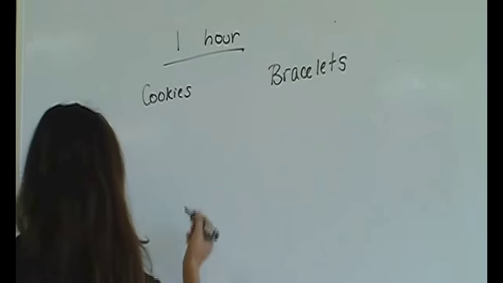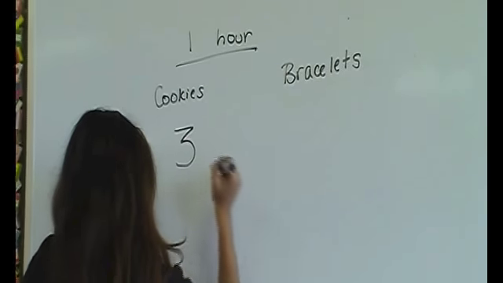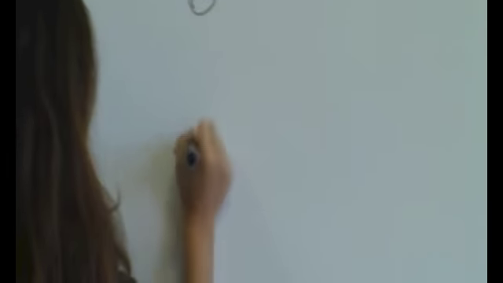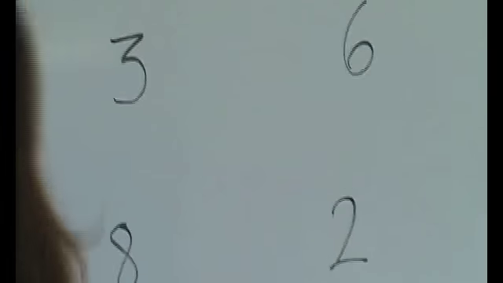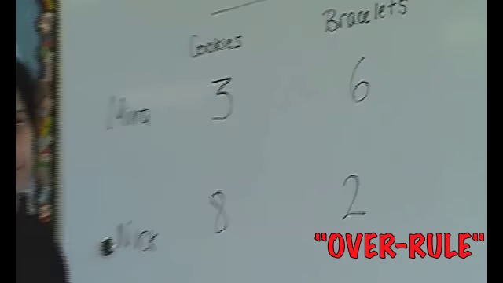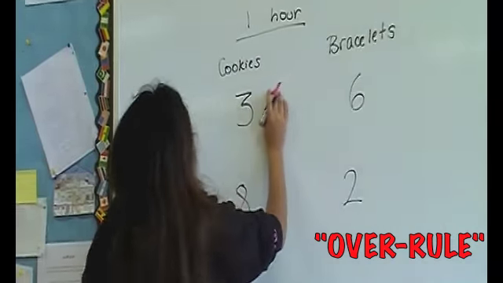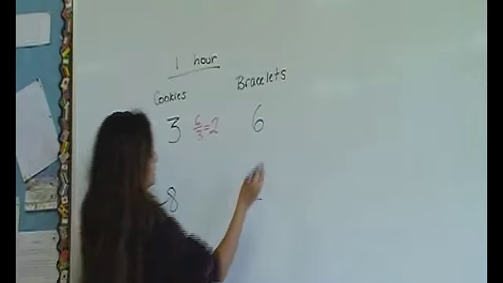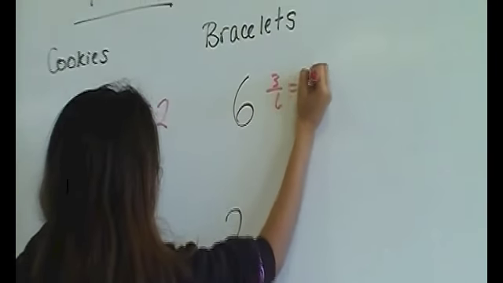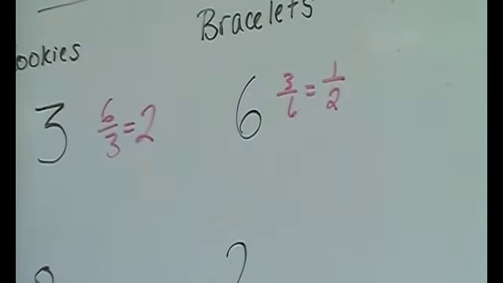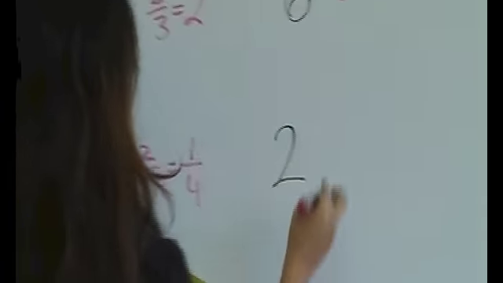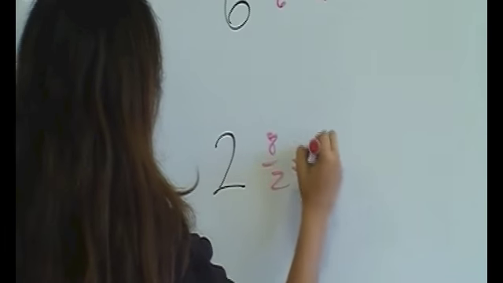So in 1 hour, Mira can either make 3 batches of cookies or 6 bracelets. And Nick can make 8 batches of cookies, but only 2 bracelets. Now we have to use the over rule. So for Mira and cookies, we do 6 over 3 and get 2. And for bracelets, we do 3 over 6 and get 1/2. For Nick in cookies, we do 2 over 8 and get 1/4. And for bracelets, we do 8 over 2 and get 4.